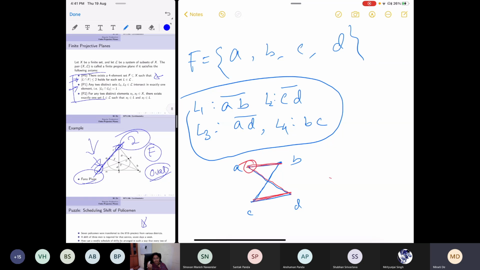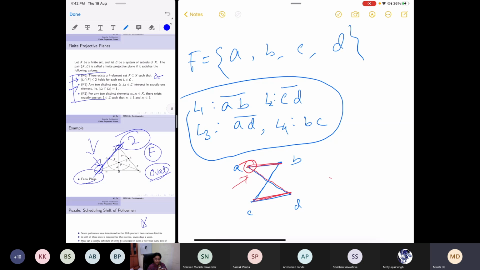It might intersect somewhere else, not here. So AB, AD, and CD are not passing through one point. If they were passing through one point, then that point should be A only, not another point. So it's not true here. And you can check for any other 3 lines.